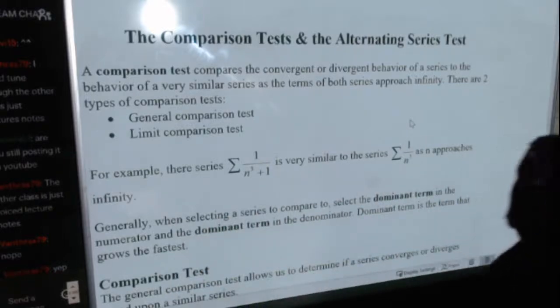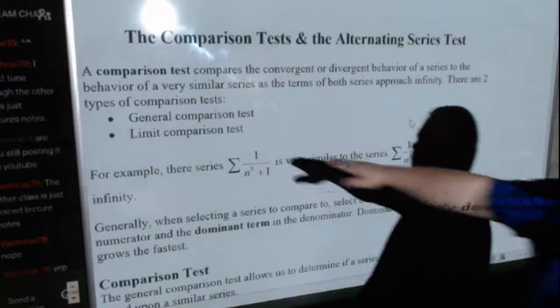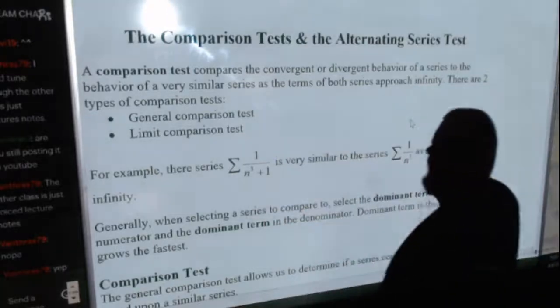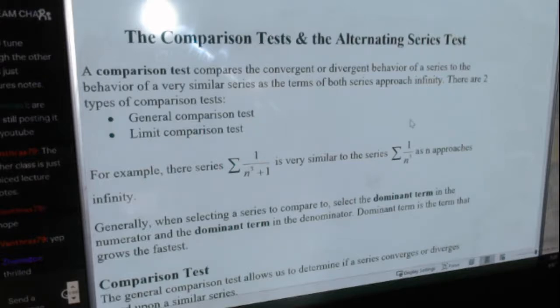Today we are continuing series, which I can tell you all are just absolutely loving. And we've got to do the comparison test and the alternating series test. Now, I personally think of all of these tests, the limit comparison test is by far the most powerful. The general comparison test, not so much.